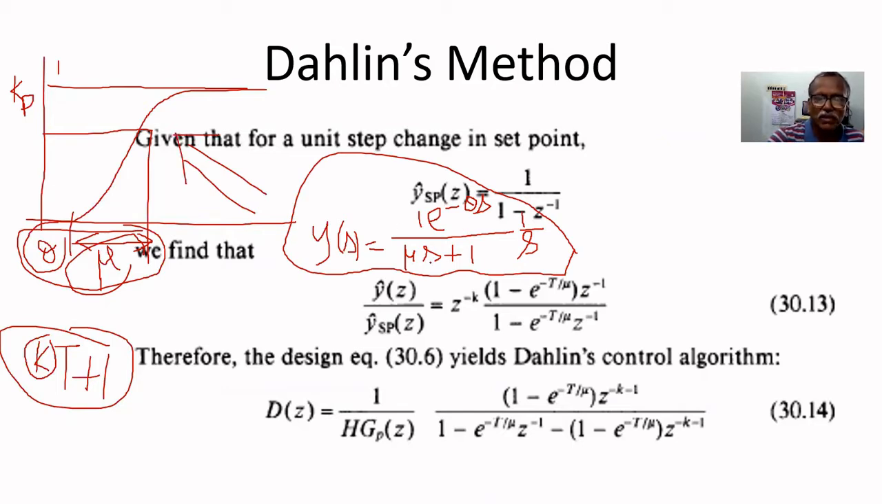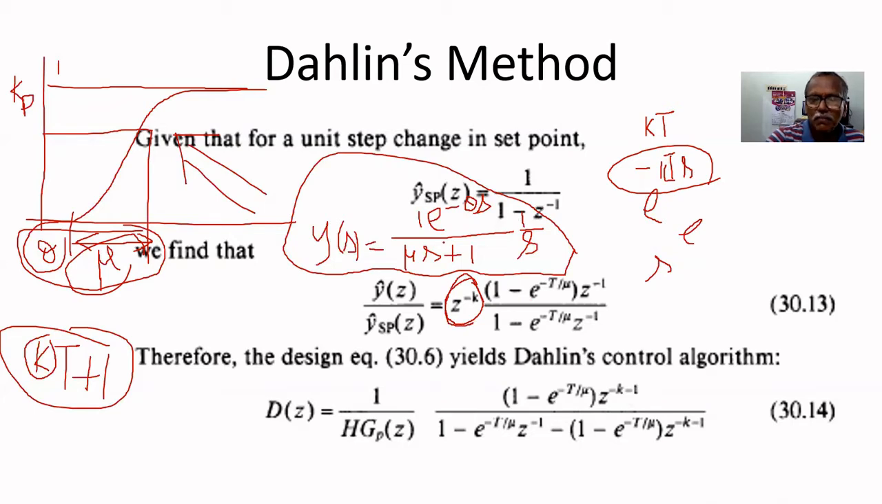So now we have to find y of z. Y of z for this, if you obtain, e power minus theta s, this theta can be written as kT, so e power minus kTs can be written as z power minus k. Therefore, if you take the z transform, you will get z power minus k.